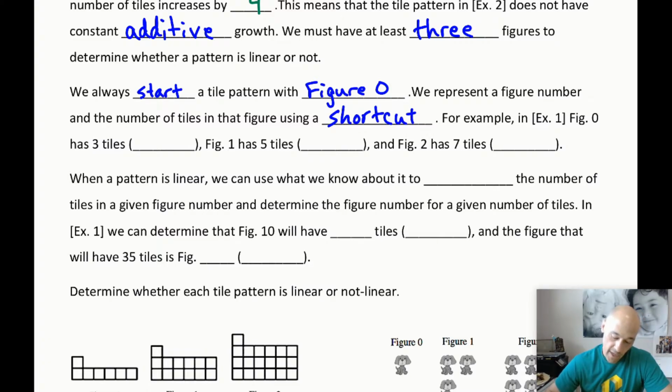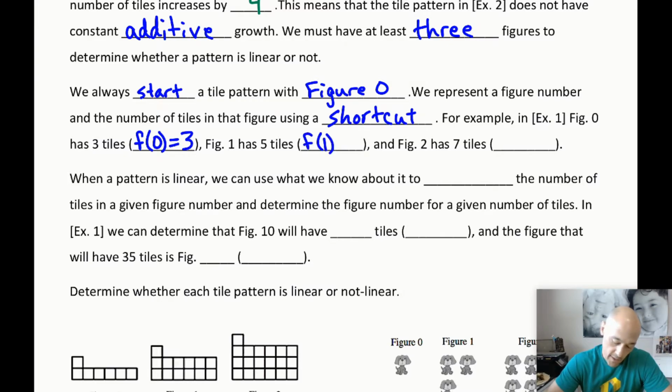We represent a figure number and the number of tiles in that figure using a shortcut. For example, in example 1, figure 0 has 3 tiles, and we represent it this way. Figure 0 has 3 tiles. Another way of reading that is f of 0 equals 3. Either way works.